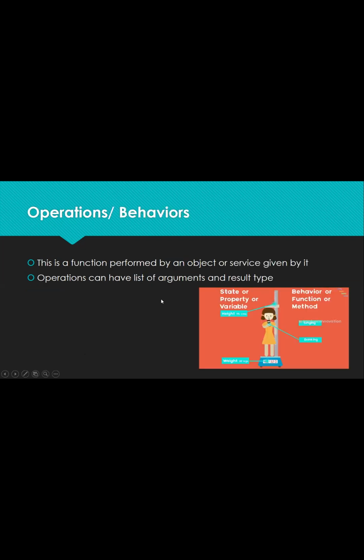And then we can move to the operations, or else we can call them behaviors. Shall we continue? An operation, or behaviors, is a function performed by an object or a service given by it. If there is an object, and we get something done through that object, or get some service from it, we call that an operation or behavior. Am I clear?